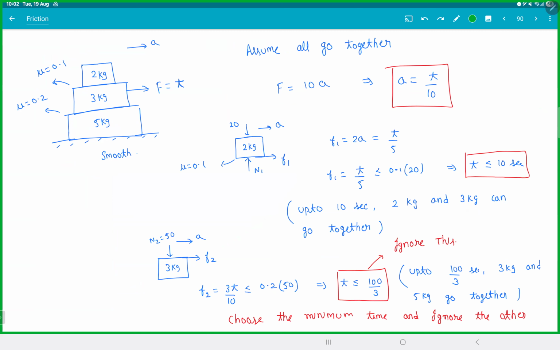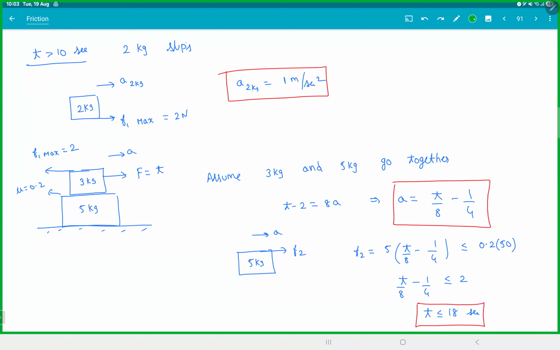Why did F2 come to 0.3 and not 30? What is the normal reaction between the 3 and 5 kg? Sir, but the 2 has already slipped. Slip means it has not fallen, it is still on top. So you mean to say this will slip like this? This, from the top, n.